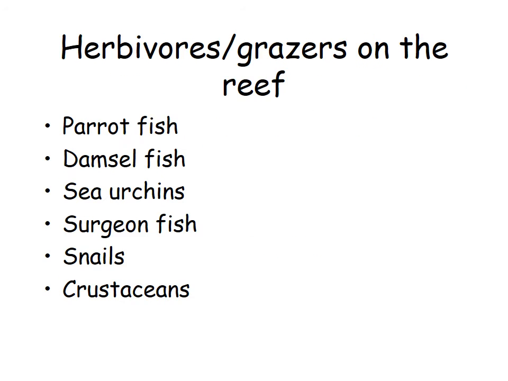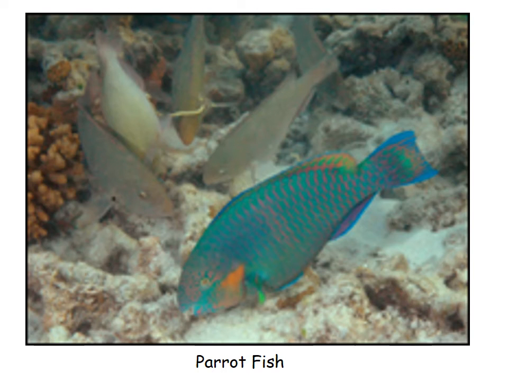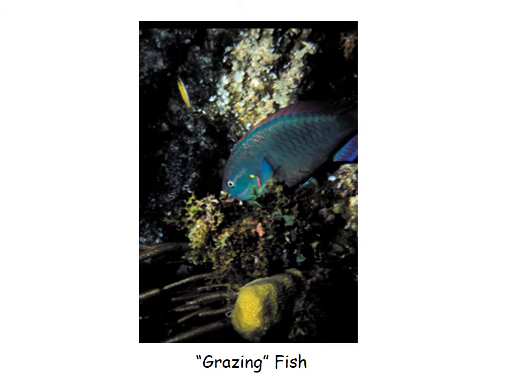Okay? Now, herbivores are grazers of the reef: the parrotfish, the damselfish, the sea urchins, the surgeonfish, snails and crustaceans. These are all herbivores. Now, some crustaceans are omnivores or carnivores, depending on which they are, but these are the guys that will eat some coral. So here you have the parrotfish, and it'll eat some of the algae off the coral, but it will eat the coral itself too. Then you have some grazing fish, and they're grazing off the coral itself, algae, and some of the tentacles if they can get them.